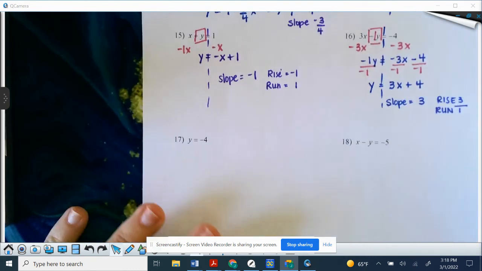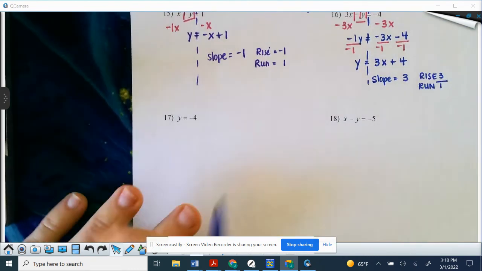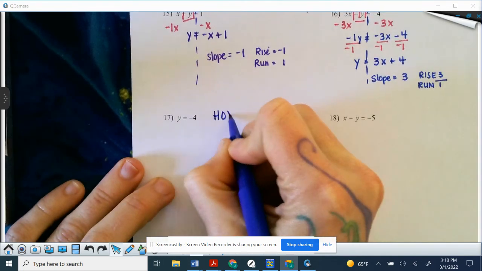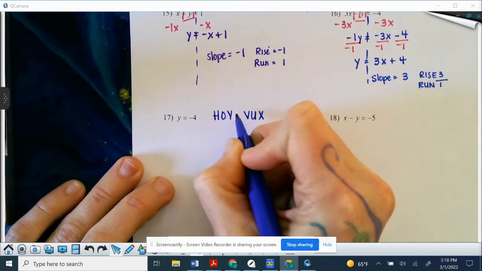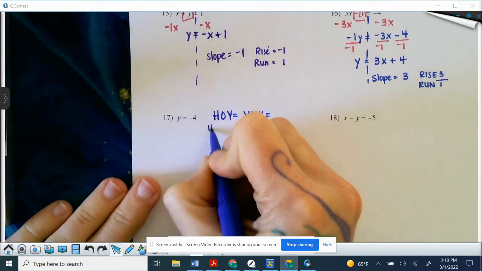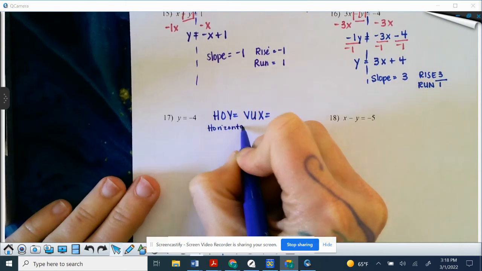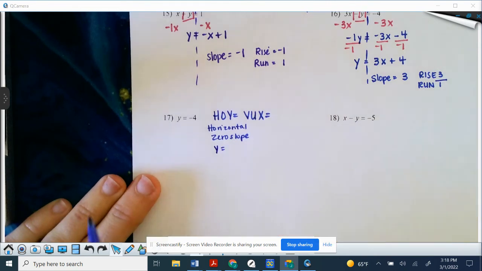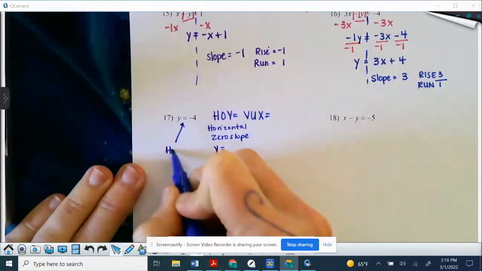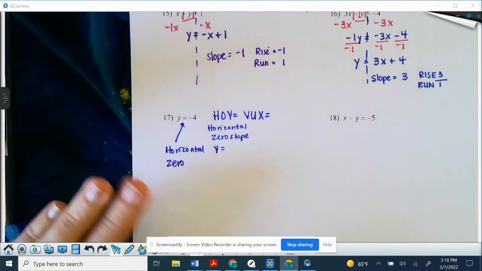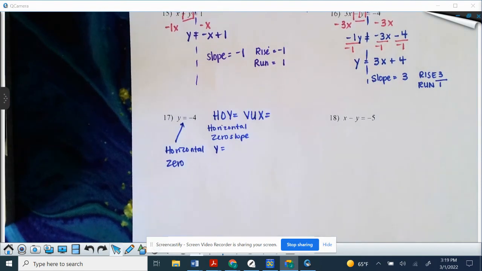So number 17 is a totally different case. There's no x. And this is just an introduction to what you're going to get into in the next couple of days. Again, y equals. So HOY VUX is the best cheat I've ever heard. So it's horizontal, 0 slope, y equals equation. So this is a horizontal line, which means the slope is 0. So y equals is a horizontal line with a 0 slope.